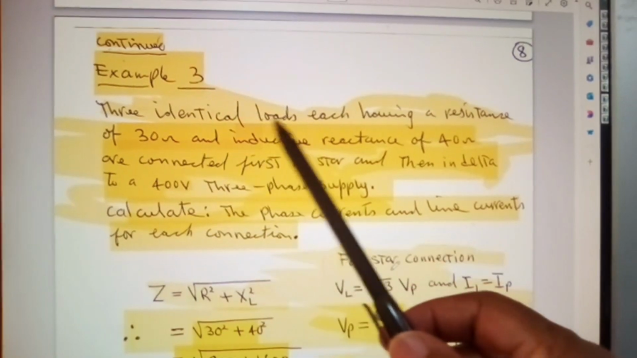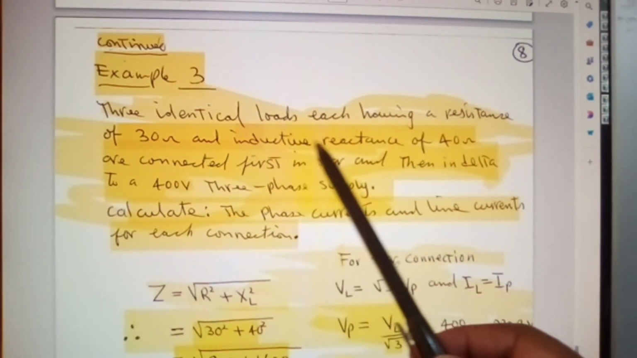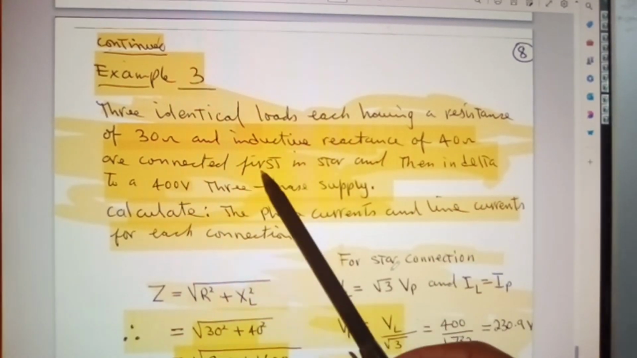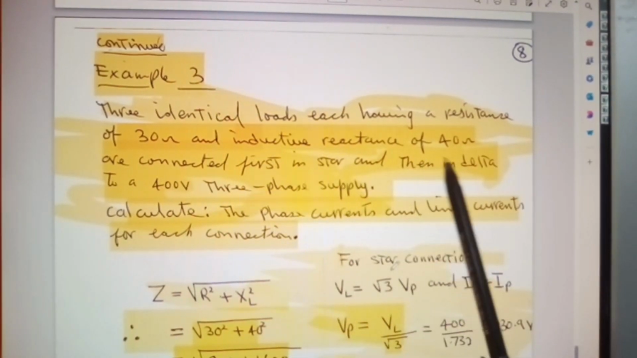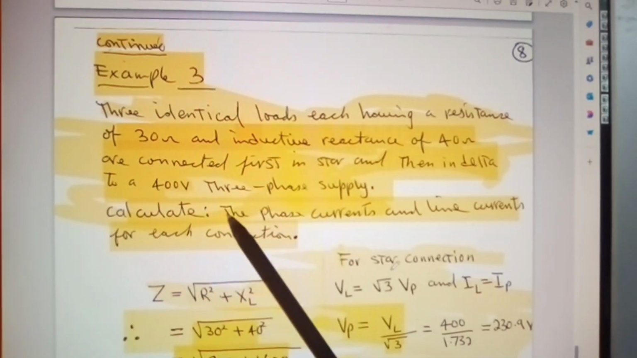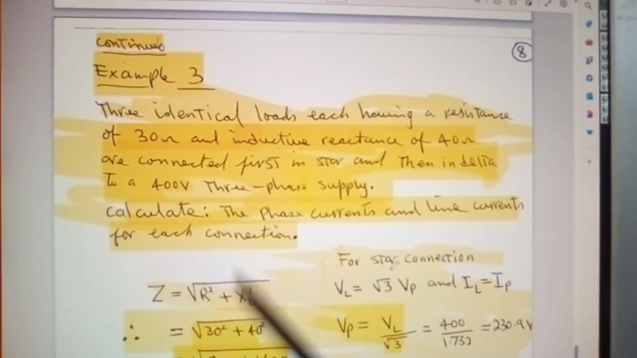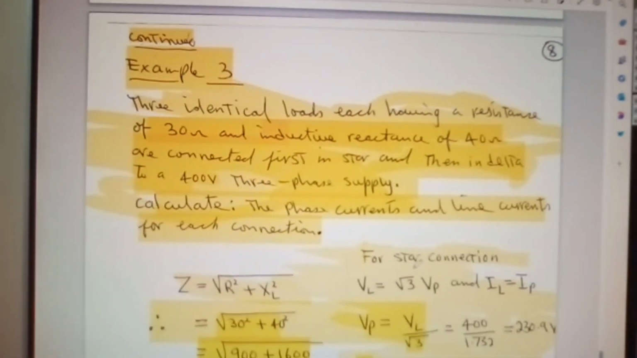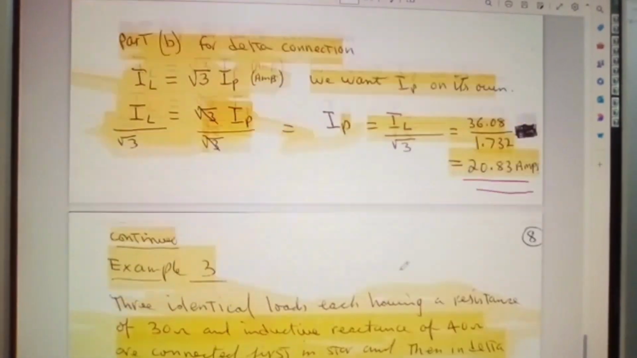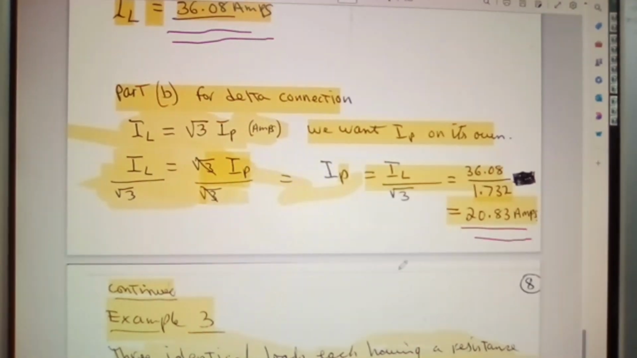Example 3: three identical loads each having a resistance of 30 ohms and inductive reactance of 40 ohms are connected first in star and then in delta to a 400 volt three-phase supply. Calculate the phase currents and line currents for each connection. Okay, that's what it says. Here this is part B for delta connection. We want IP on its own.